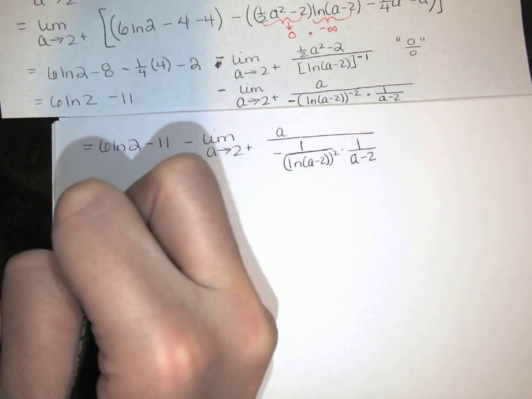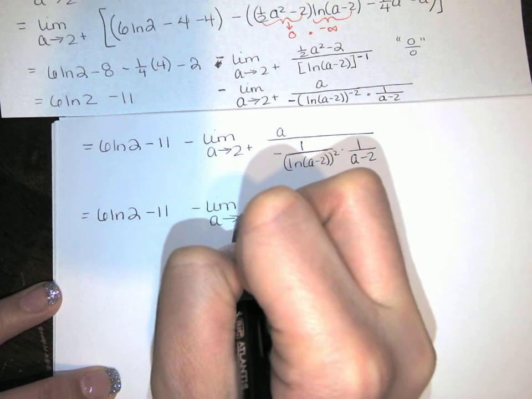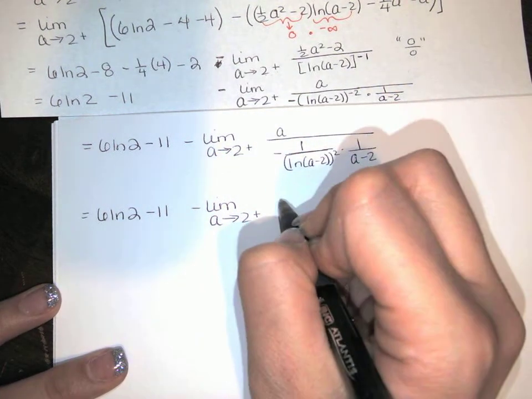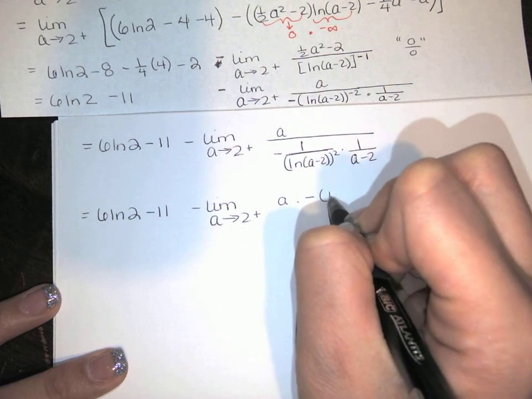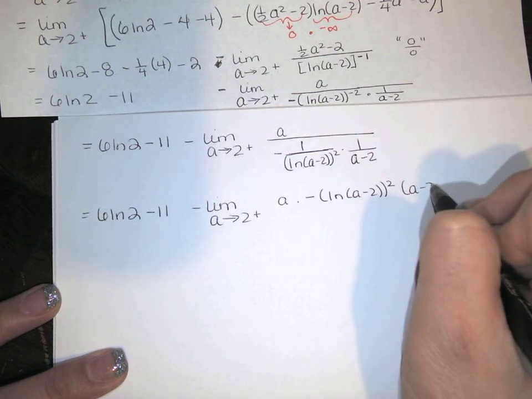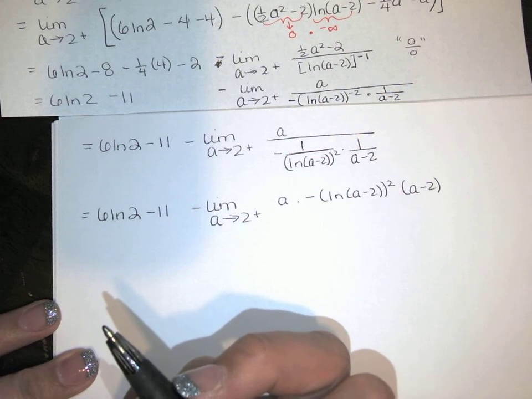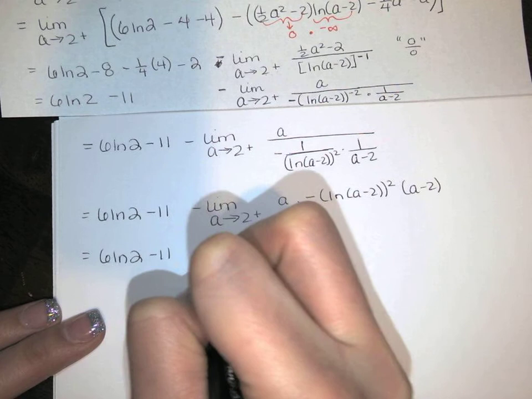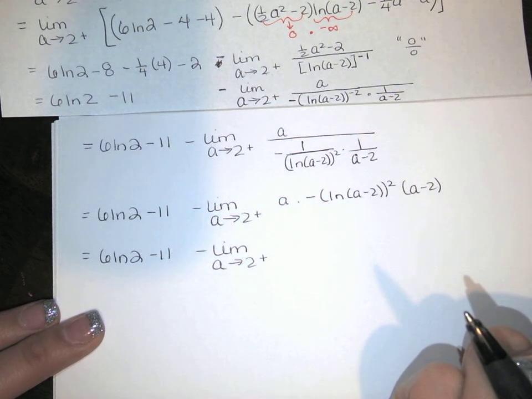Oh goodness, I think it got worse. So we're going to take this, we're going to flip it and multiply. So we have a times negative natural log of a minus 2 quantity squared times a minus 2. Oh, I think that got worse. It got much worse. I'm sorry, guys. My intuition was off. You know how that is, don't you?